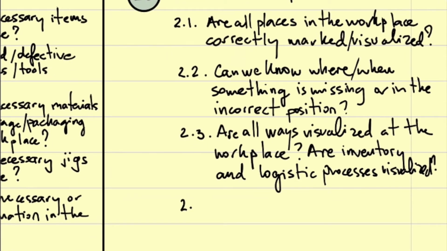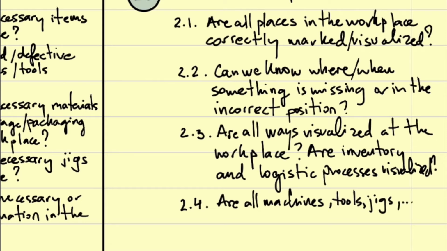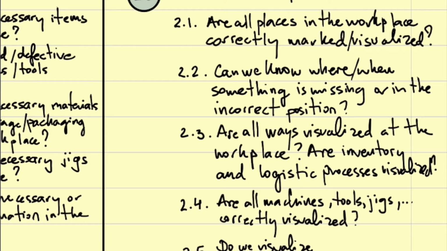And point 4: are all machines, tools, jigs, and so on correctly visualized? 2.5: do we visualize our working process?